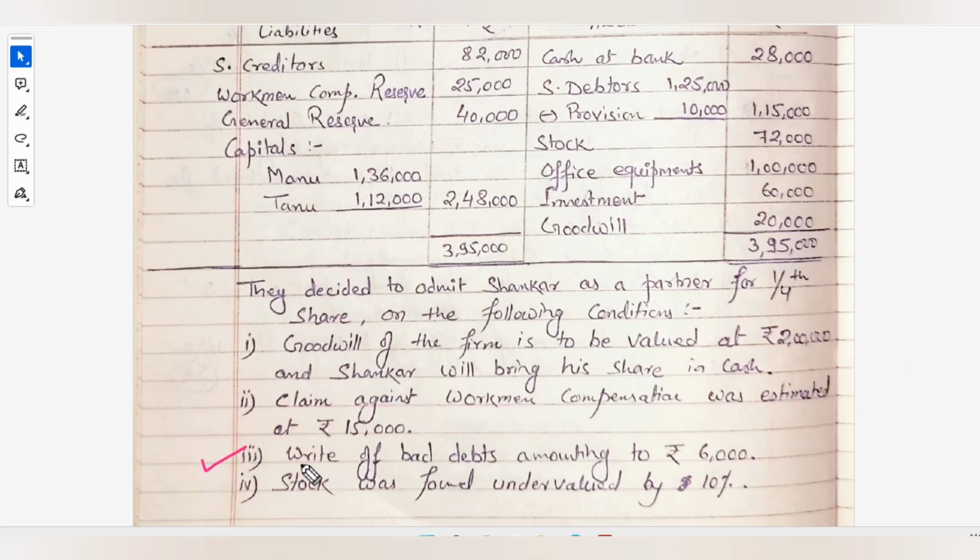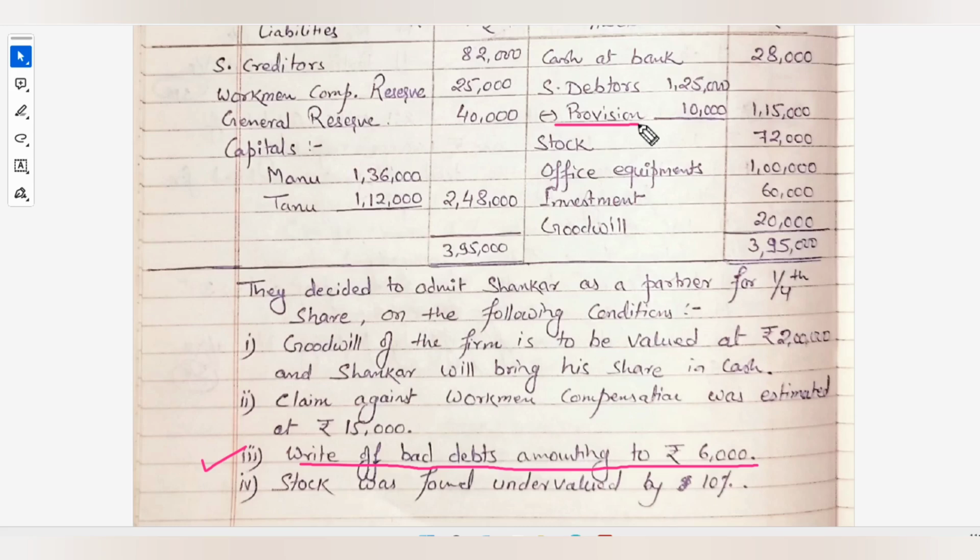Now point number 3, write off bad debts amounting to rupees 6,000. So first of all, bad debts is a loss, an expense for the business. So definitely it will be debited to the revaluation account. But while we look on the asset side, we find the existing provision is there. And we know that the provision has been made to adjust the amount of bad debts arising in future. So before transferring the amount of bad debts, that is rupees 6,000, to the revaluation account, we need to cross check whether any provision amount is given in the balance sheet or not. Now in this question the amount of provision is given as rupees 10,000.